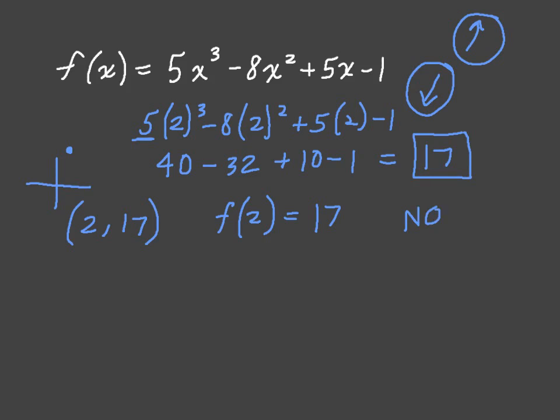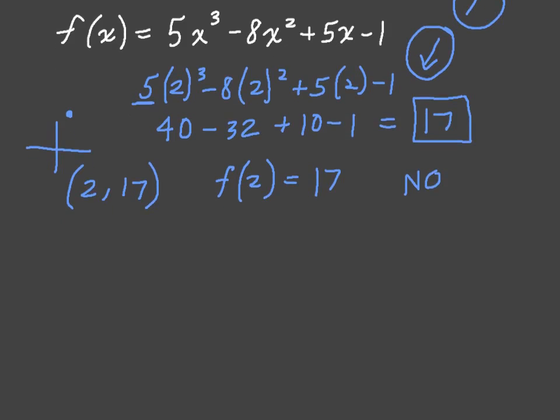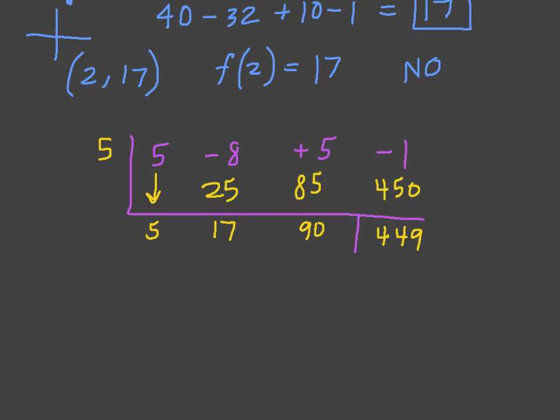Okay, so now we're going to practice synthetic substitution. Same function, but we're going to do this when x equals 5. Okay, so we set this up. Pause the video and see if you can do this on your own. Okay, so here's your setup with your coefficients, 5, negative 8, 5, and negative 1. And go ahead and pause the video again if you've got that correct setup, and see if you can evaluate this. So those numbers were a little bit bigger, and that would have definitely been harder to do with direct substitution there.